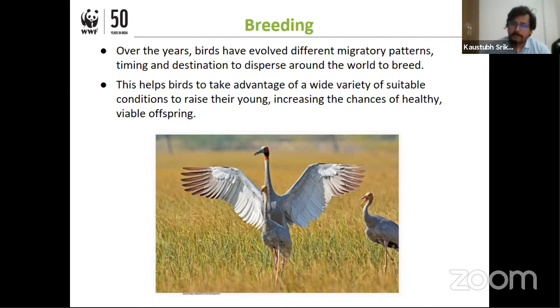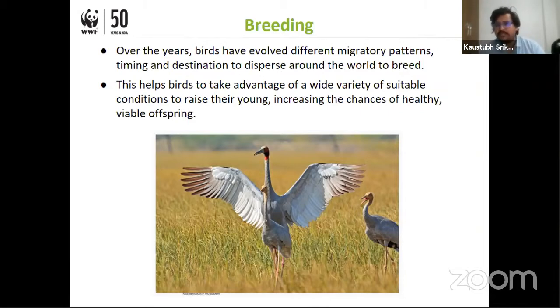But apart from those months, from about October to about March, when they are not able to breed suitably, they would have to migrate to a particular area in order to start their breeding process better. Now, this also helps birds to take advantage of a wide variety of suitable conditions, that is, again, the availability of food and what the weather conditions are.